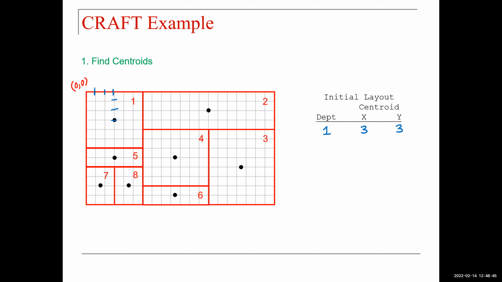Okay, so we have the centroid for 1: 3, 3. For 2, go through the same process. So we have 3, 4, 5, 6, 7, 8, 9, 10, 13, and then 1, 2. For 3, 14, 15, 16, 16 and a half. One, 2, 3, 4, 5, 6, 7, 8. Then 1, 2, 3, 4, 5, 6, 7, 8, 9, 9 and a half. 1, 2.